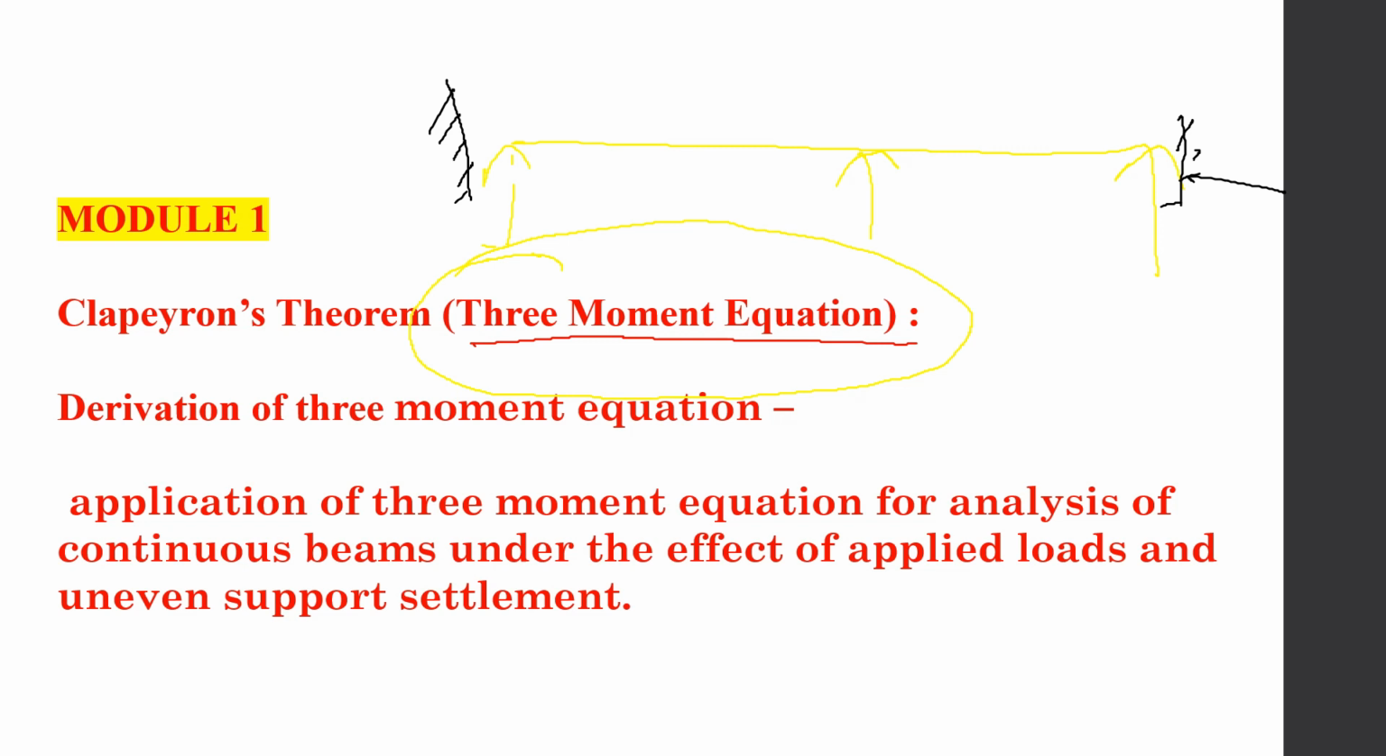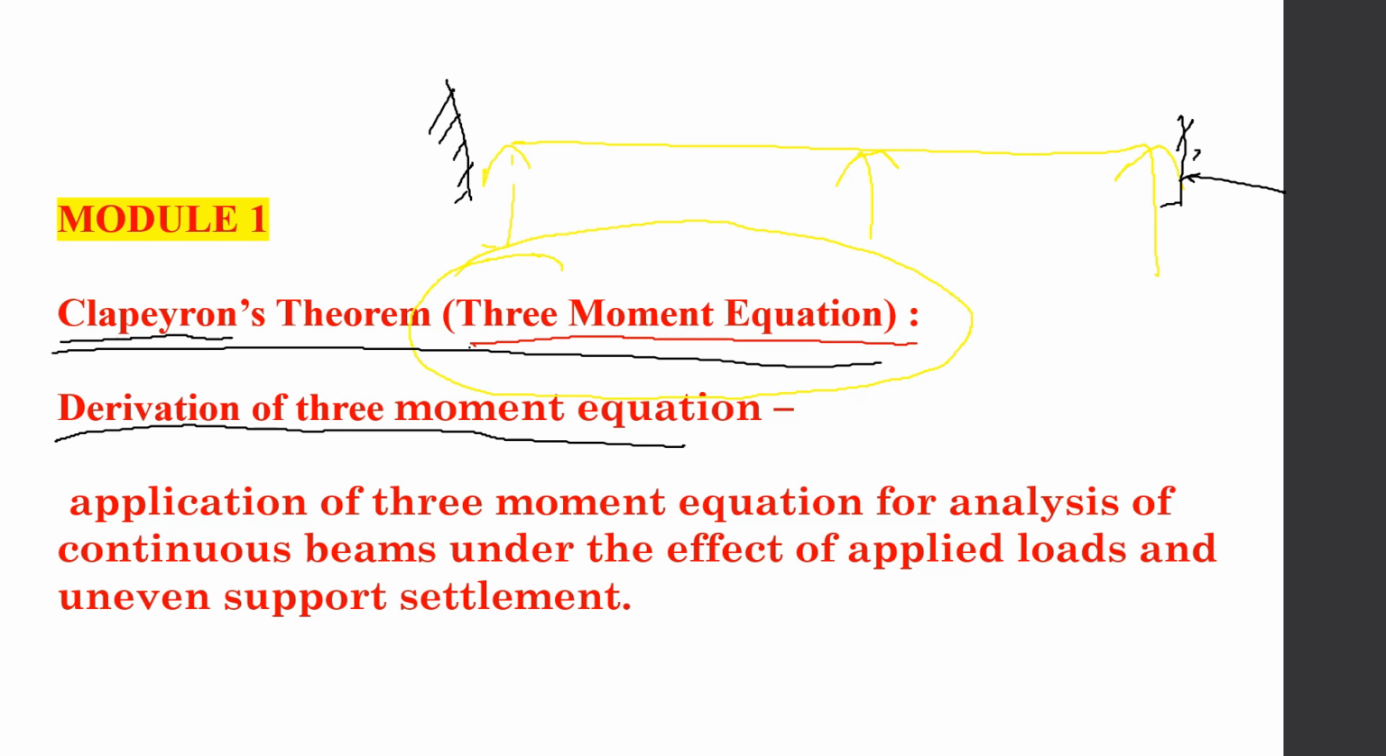This theorem was introduced by Clapeyron. You call it Clapeyron's theorem of 3 moments, or equation of 3 moments, or theorem of 3 moments, or 3-moment equation. Basically, the first module is about Clapeyron's theorem. If you know this theorem well and know how to apply it, you can easily solve the problems of the first module. You need to study the derivation of the 3-moment equation and how to use it for analyzing our beams.